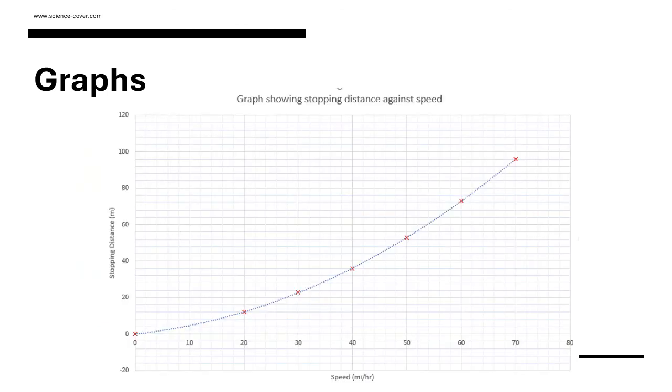We can plot this data on a graph. Here we see the speed on the x-axis and the stopping distance on the y-axis. The data shows a curved line. As the speed increases, the stopping distance increases. However, the gradient of the graph changes. This means that any change in speed at a high speed will produce a larger change in stopping distance than it would have at a lower speed.